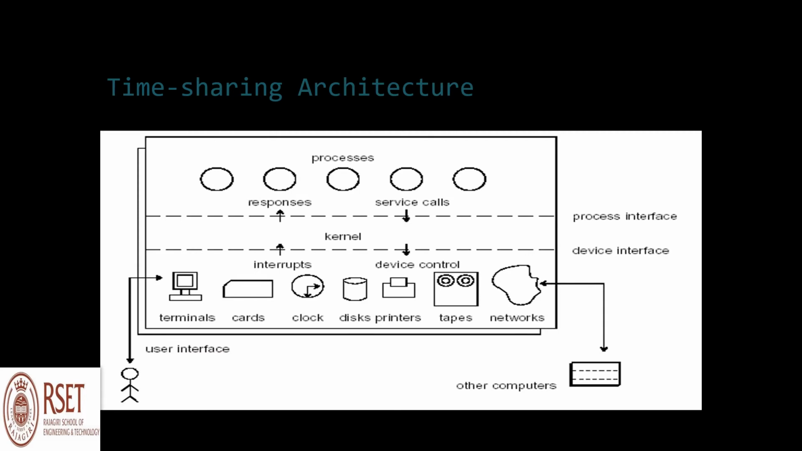This is how the architecture of time sharing system looks like. In time sharing, multitasking is being performed. That is, the CPU switches jobs so frequently that users can interact with each job while it is running, creating interactive computing. This you can see in the figure, where you can see a user interface through which the user interacts with the machine, a device interface between all the resources and the kernel, and a process interface between the kernel and the processors.